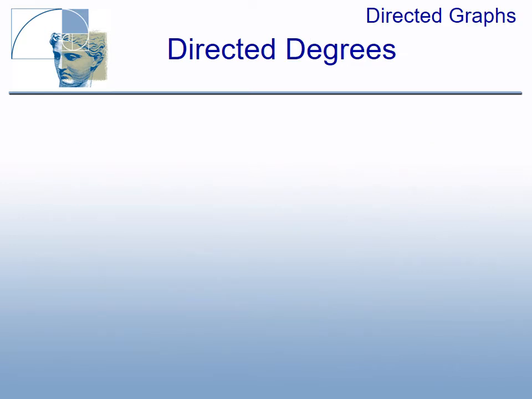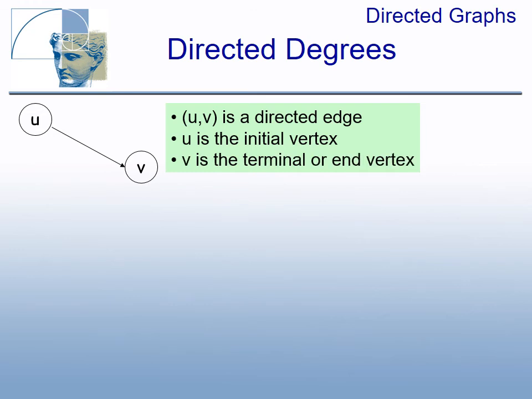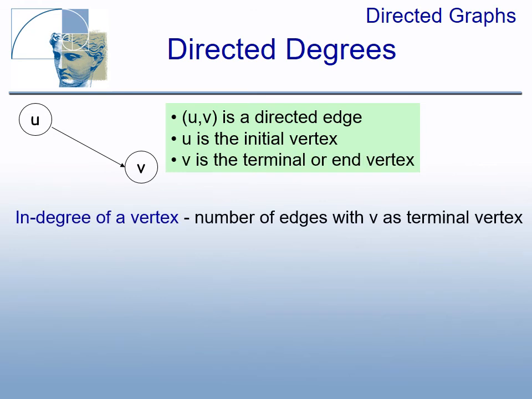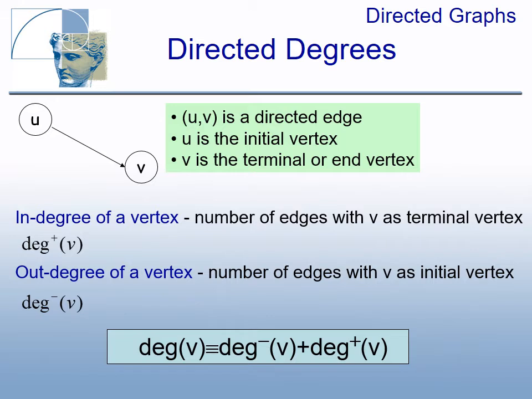Let us consider 2 connected vertices, U to V. UV is a directed edge. U is the initial vertex. V is the terminal or end vertex. The in-degree of a vertex V is the number of edges with V as terminal vertex, meaning edges coming into it. The out-degree of vertex V is the number of edges with V as initial vertex, meaning edges coming out of it. The degree of vertex V is the sum of its in-degree and out-degree.